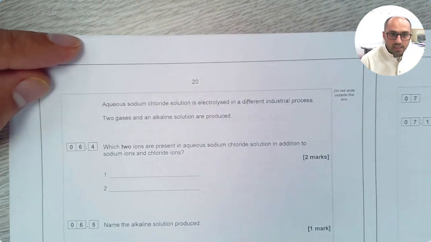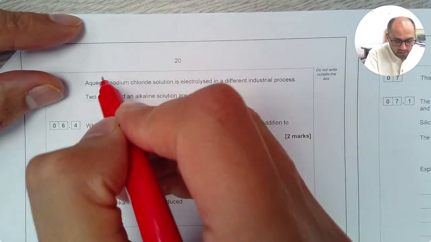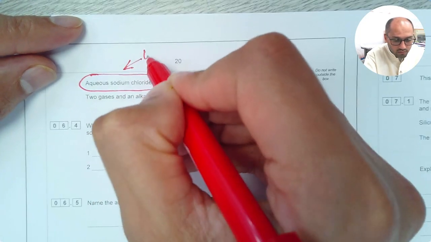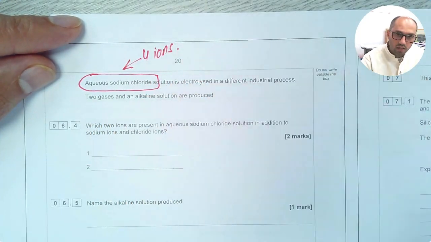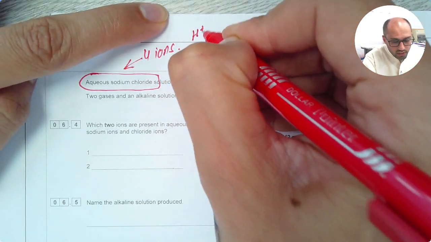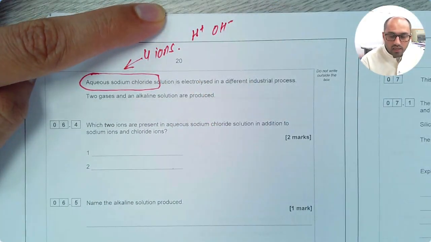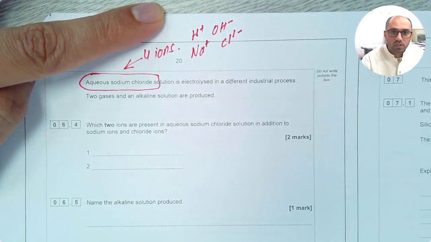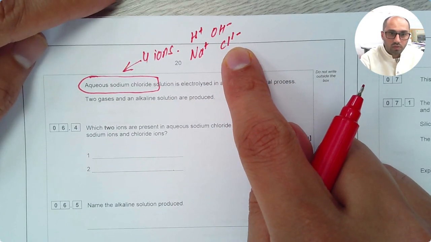Next part says aqueous sodium chloride solution. Now this time you have aqueous sodium chloride. So this means now I'll have 4 ions. What are those 4 ions? I'll have 2 due to water, H+ and OH−, and then I'll have 2 due to Na+ and Cl−, which is due to sodium chloride.